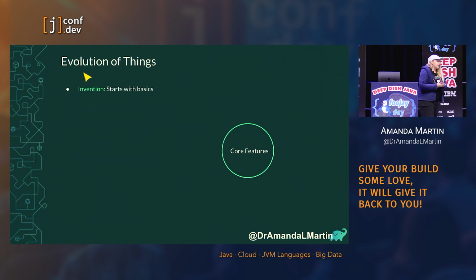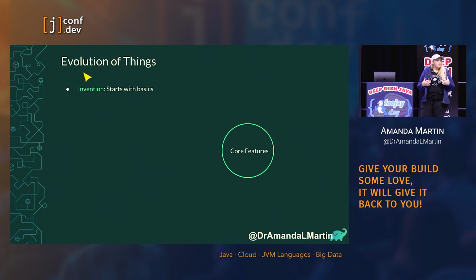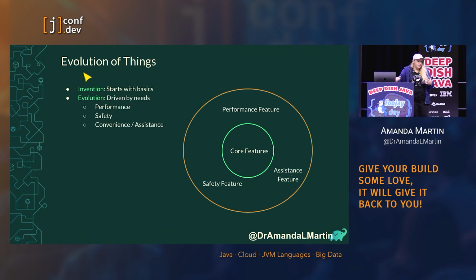So first, the evolution of things. In general, when something comes to be, you start with the basics, the core features. And then, as the thing evolves, we start to add performance features. We start to add safety, security, as we saw with the last two presentations, and of course, assistive features. Now, this is true for almost everything that we look at that has evolved.